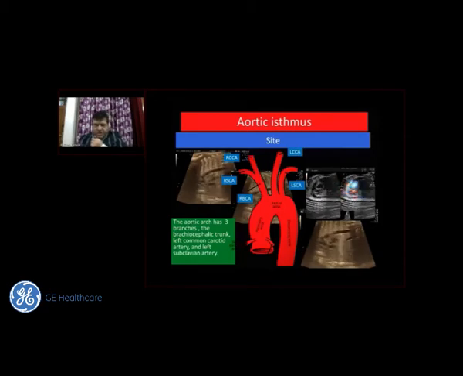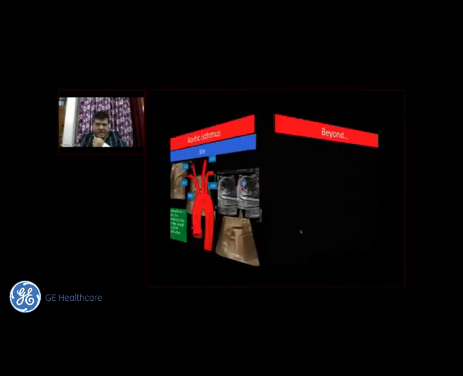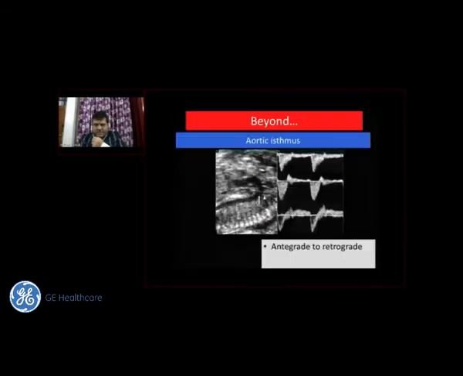So a word about the aortic isthmus. We know that the aortic arch has three branches: the brachiocephalic trunk, left common carotid, and the left subclavian. After these three branches come out there is a small narrowing, and we place a spectral Doppler at this narrowing and we see the aortic isthmus. This is the forward flow, and please remember this is the reverse flow.